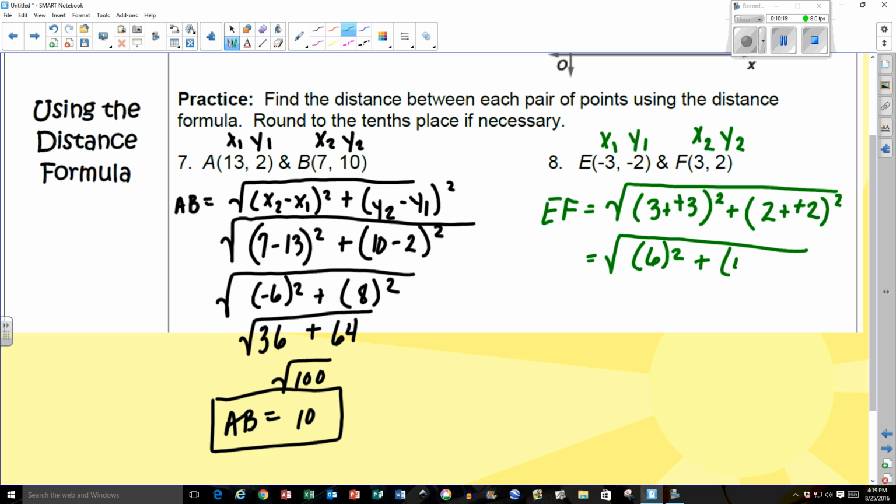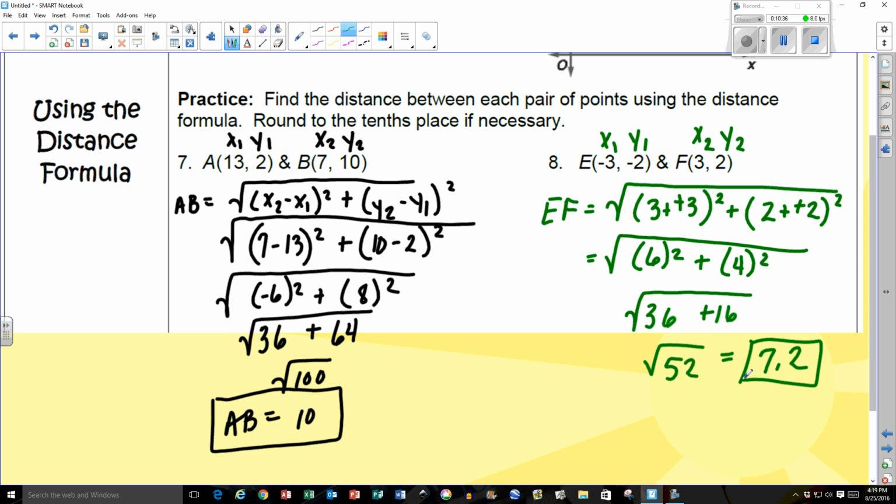2 plus 2 is 4 squared. So I've got 36 plus 16. 36 plus 16 is 52. And the square root of 52 is about 7.2. So EF is about 7.2.